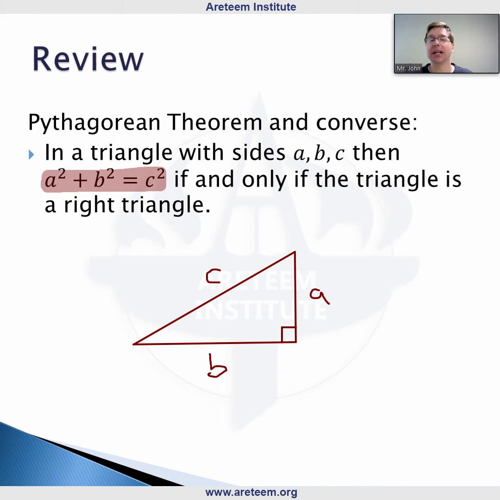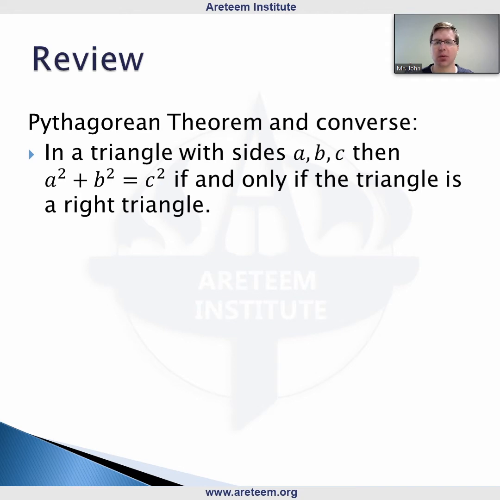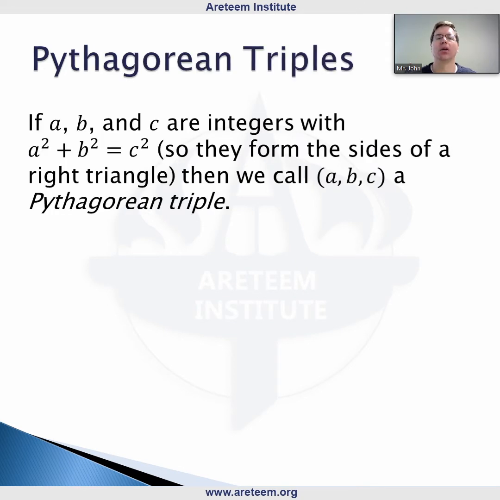Today's focus, though, is going to be on special cases where we have integer side lengths. And that brings us to our idea of the day, which is called a Pythagorean triple. To clarify, a, b, and c are now integers, so this is where we have a little bit more of a number theory take. This is almost like a Diophantine equation. We have an equation, and we want to look for solutions that are integers. So if a, b, and c are integers that form the sides of a right triangle, so a squared plus b squared equals c squared, then we call this a Pythagorean triple.